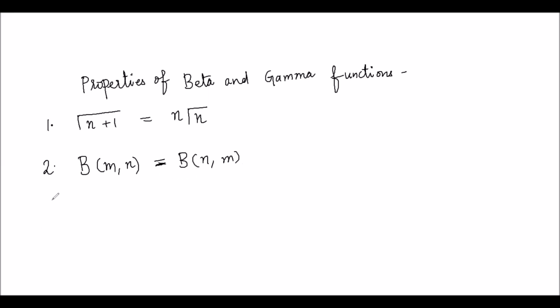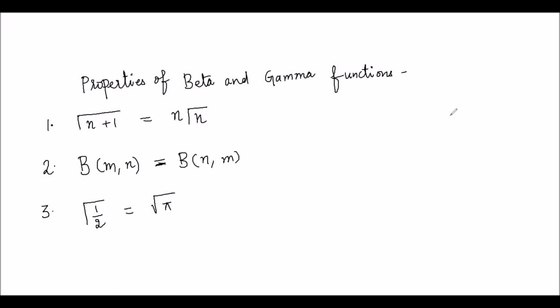The third property is a very important property. It is used in many problems where we get gamma of 1 by 2. So what is this one? That gamma of 1 by 2 is square root of pi. It is given by under root pi.